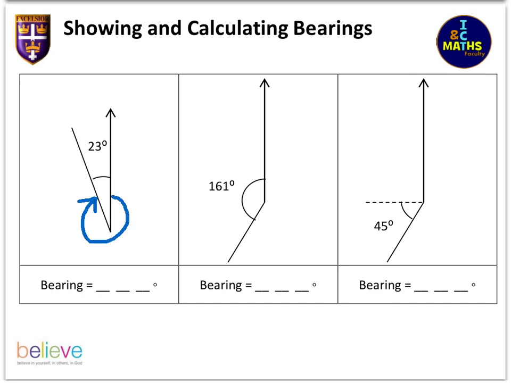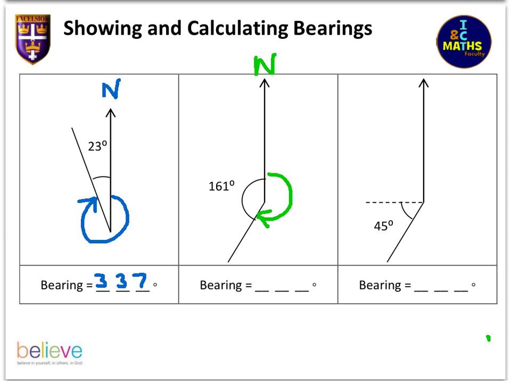You can see on here that I've marked the bearing as the blue arrow there, so again from north in a clockwise direction. And a little calculation for this one: 360 for a complete turn, but I don't want to go the whole way round, so I would take 23 away from 360 and I would get 337 degrees.